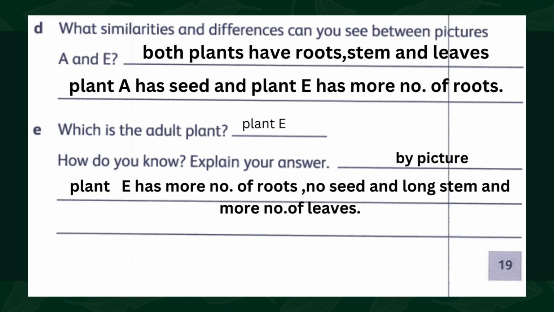Now D, what similarities and differences can you see between pictures A and E? Both plants have roots, stems, and leaves, but plant A has seeds and plant E has more roots. Which is the adult plant? Plant E. How do you know? Explain your answer. Obviously by the picture. Plant E has more roots, no seeds, long stems, and more leaves.